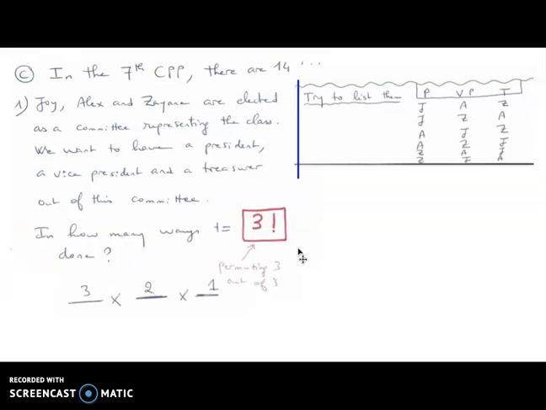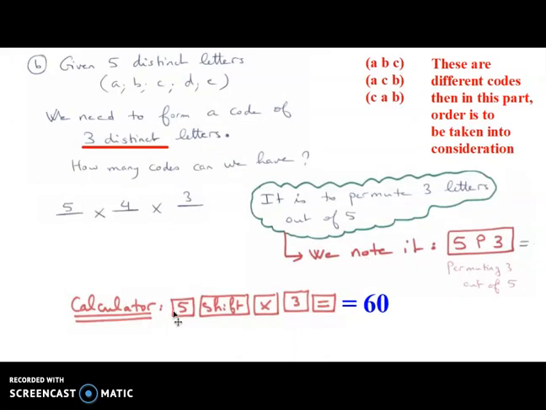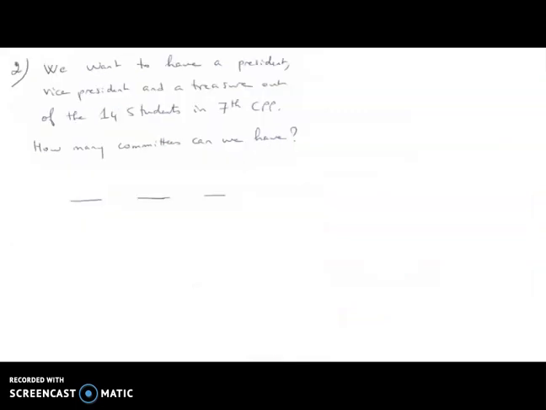In this part, the answer is also 3 factorial because I'm having 3 times all the numbers less than 3 till reaching 1. In this part, we call it, I'm permuting 3 out of 3, so we can also use the calculator and do 3P3 as we did before. 3 shift times 3 equal, and we will have the answer. Now we want to have a president, vice president, and a treasurer out of the 14 students in the 7CPP.